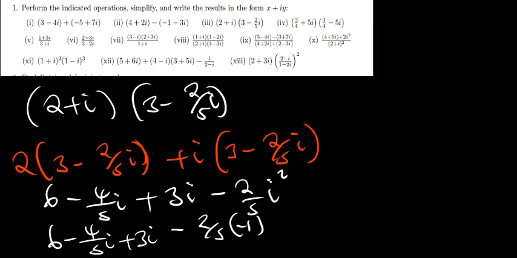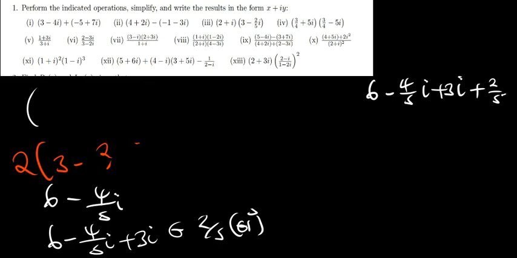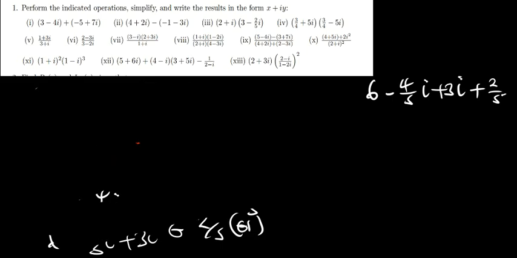So we'll end up having 6 minus 4 over 5i plus 3i, then plus 2 over 5, because of this negative and that negative. Now the next thing I have to do is add 6 and 2 over 5, and add negative 4 over 5i and 3i as well. So I'll start with 6 plus 2 over 5.